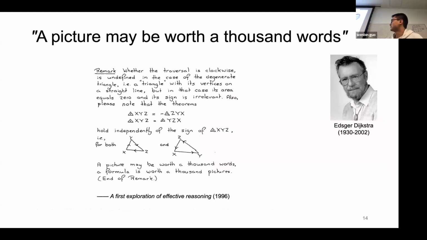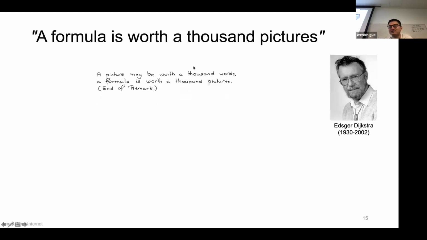So this is "a picture may be worth 1,000 words." It was actually said by a famous computer scientist called Dijkstra. This computer scientist developed the algorithm that finds the shortest path between two nodes in a network. This sentence first appeared in his draft about exploration of effective reasoning in 1996. And actually there is another sentence following it: "a formula is worth 1,000 pictures."